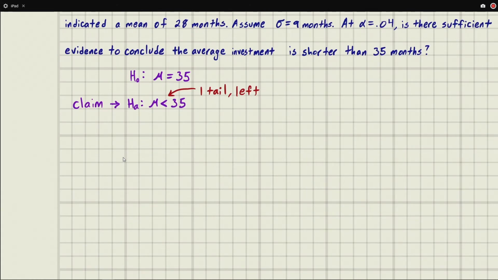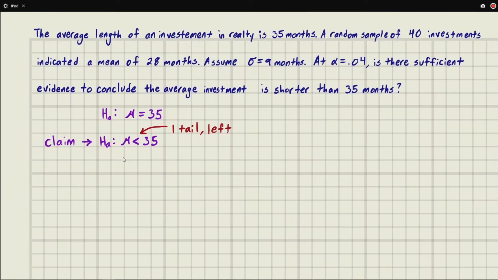All right, up next, let's get all the numbers out of the problem. So let's just start at the beginning. Average length is 35 months, so we have that mu is equal to 35. We're told a random sample of 40, so that's n. We've got 40. And a mean of 28 months, so an x bar of 28.